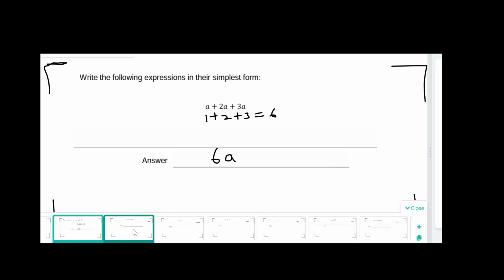So now what you're doing first is check that all the letters are the same. So there's A, so we are fine. We can just collect our like terms. So we have 1 plus 2 plus 3, and that is 6. So that means we have 6A. So you're looking at it as 1 pencil plus 2 pencils plus 3 pencils, and that gives you 6 pencils.